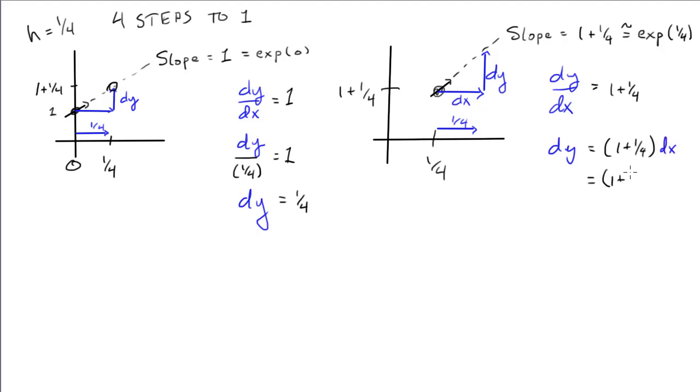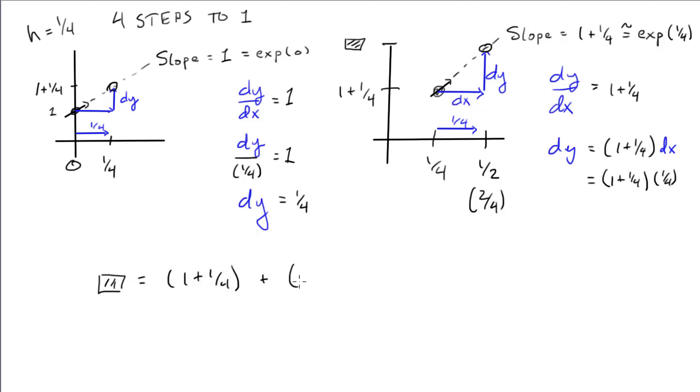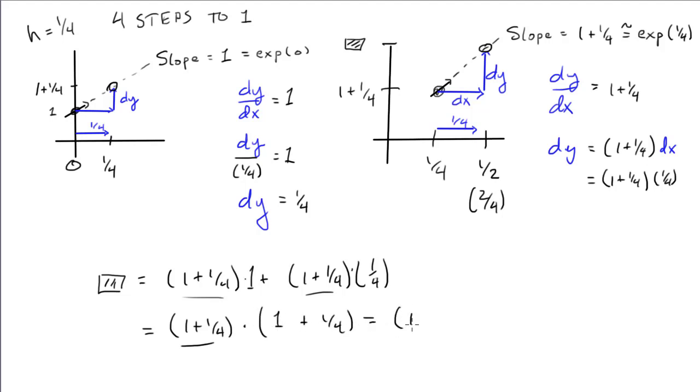Fill in what my differential is. There's my vertical push. Push horizontally, I'm at 2/4. Push vertically, and I'm at a new height, the old height plus the dy. 1 plus 1/4 is common, so if I make the first term a multiplied term, I can factor. 1 plus 1/4 factors, leaving 1 plus 1/4. Same base, add powers.